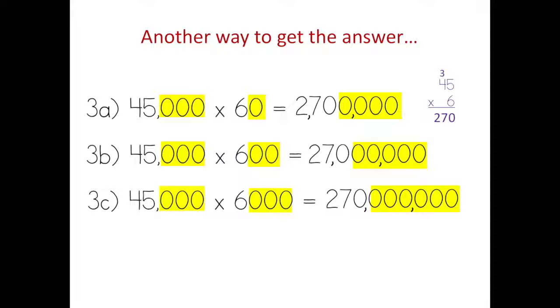So one way to multiply multiples of 10, hundreds, and thousands mentally is to multiply the non-zero digits and then take a look at the place value, the number of zeros in each factor, and add them into your answer.